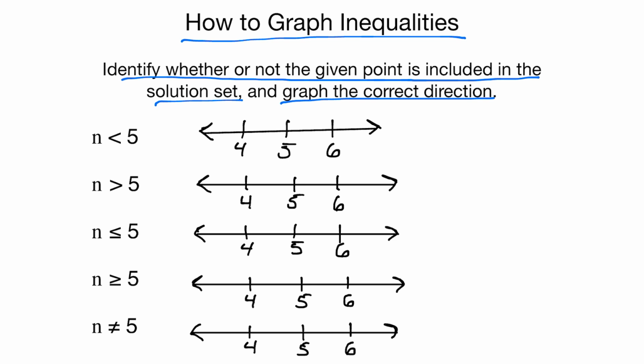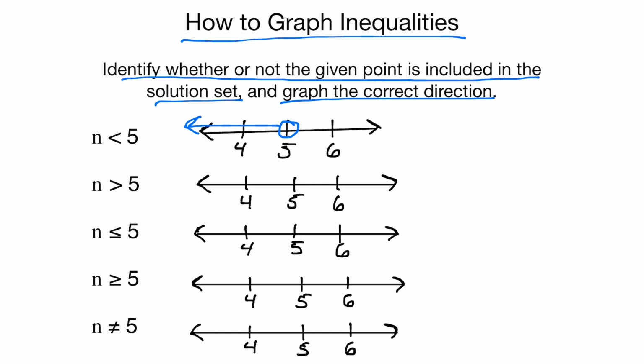So let's look. We first have n is less than 5. So it can't be the number 5. So we're going to put a circle right here at our important value, which is 5. n is all the values that are less than 5. So we're going to draw an arrow going to the left. All of the numbers less than 5. So to the left of 5 on the number line.